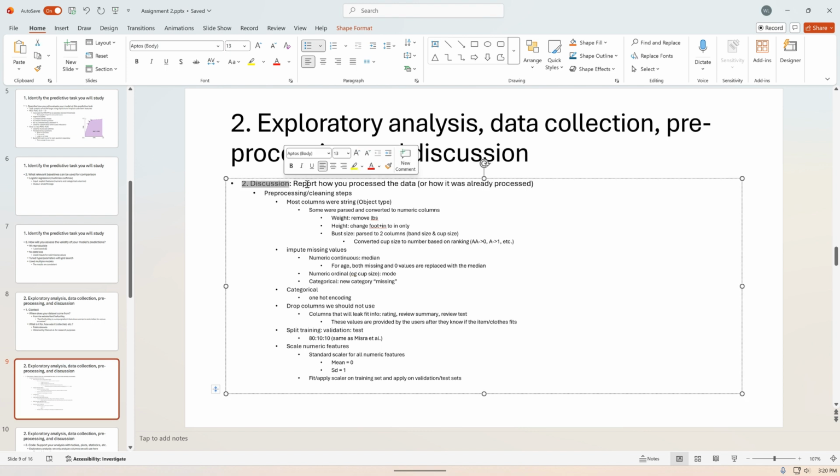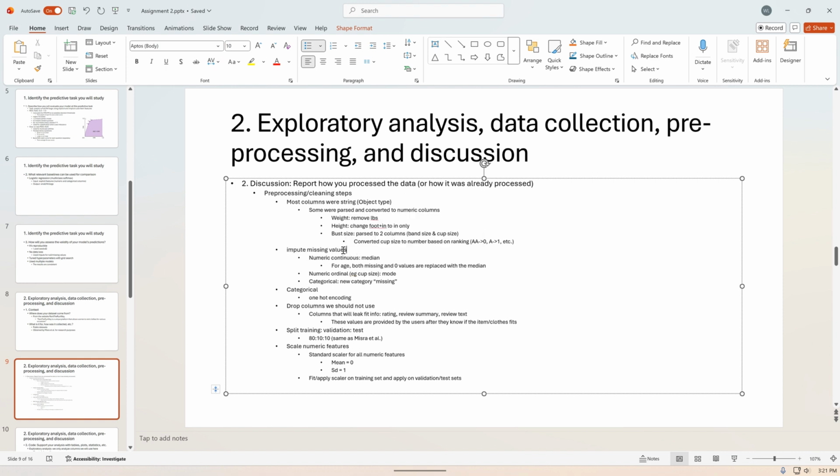Now, question 2, discussion. Report how you processed the data and how it was already processed. So the data was not processed. We had to pre-process it on our own. So here are my steps. Most columns were string or object type. And so basically I parsed some of those columns and converted them to numeric columns. For example, weight, I removed the pounds. Height, I changed the foot plus inch format to inch only. And then for bust size, I parsed that into 2 columns, band size plus cup size, and then I converted the cup sizes to numbers based on the rankings. So AA cup is 0, A cup is 1, etc.